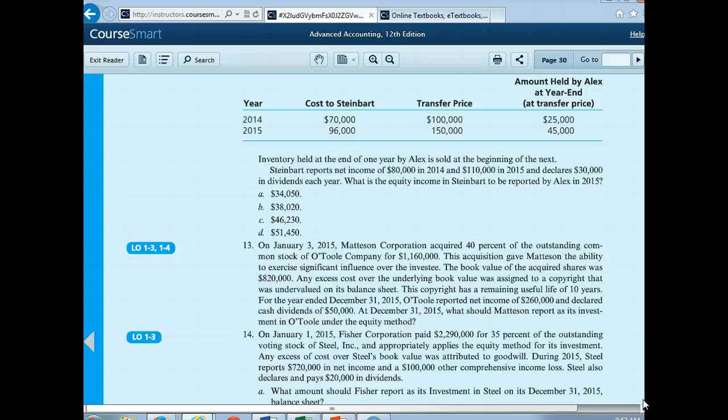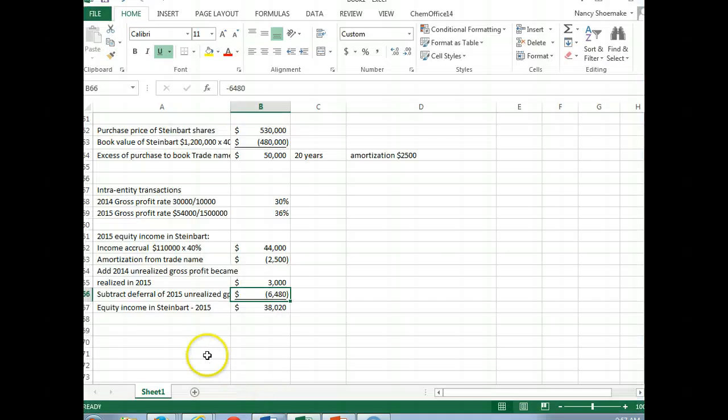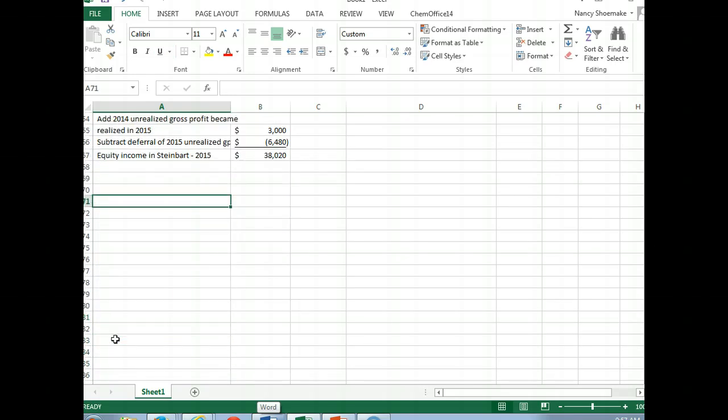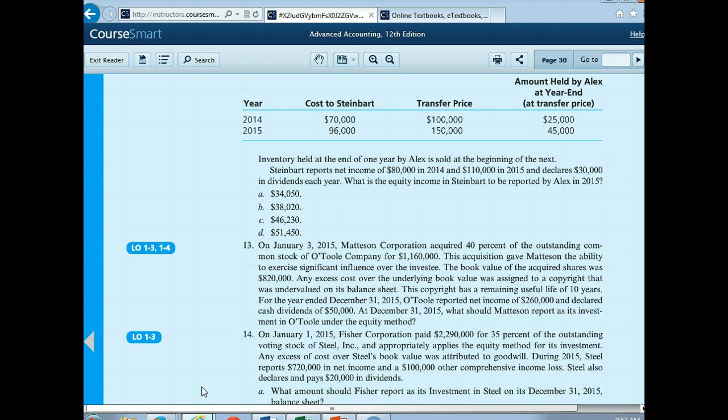Do you see how this question is different from 12? 12 says, what is the equity income? This one says, what are we going to show as an investment? So we're going to go back to what we were doing earlier, where we are going to subtract out the dividends to keep track of our investment in this company. So we're going to look at the purchase price of, what's the name of this company? Of O'Toole.